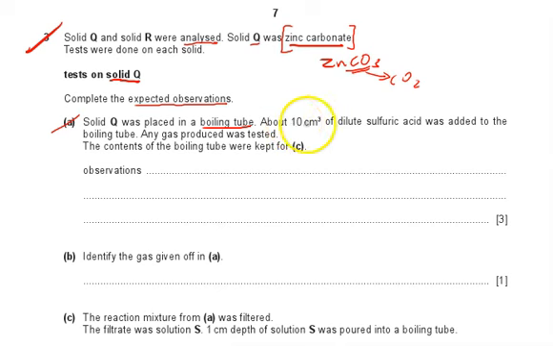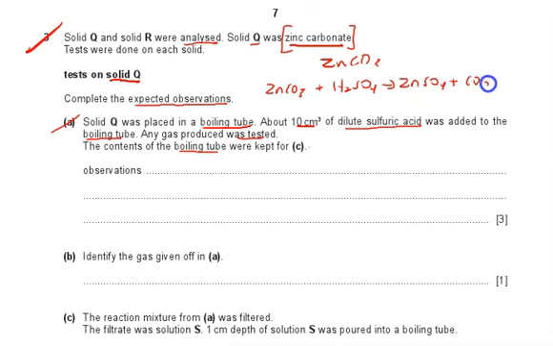dissolved in water. Okay, so here a 10 centimeter cube of sulfuric acid was added to the boiling tube. Any gases produced were tested. The contents of the boiling tube were kept for C. I think better we can write here the equations. So here will be zinc carbonate plus sulfuric acid. What we can get over here is zinc sulfate, carbon dioxide, and also water. I won't simplify this. So we have carbon dioxide and zinc sulfate.